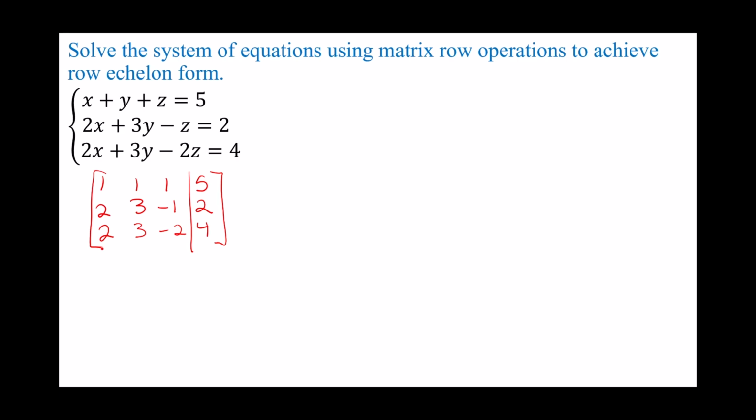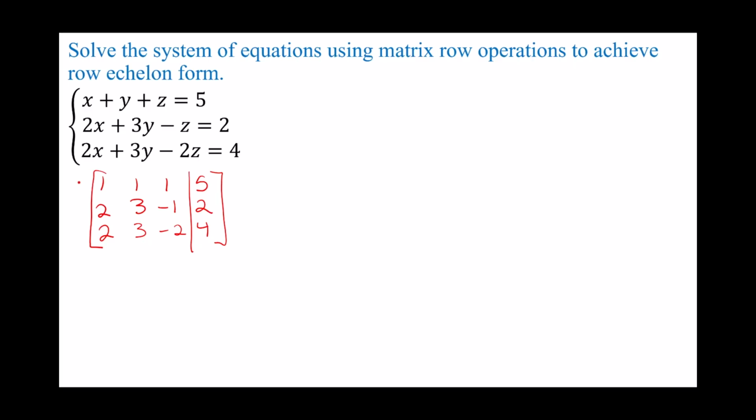Then I want the first row, first column to be a 1, which it already is. That's convenient. If not, I could divide that whole row. If that first row, first column was a 3, I could divide that whole row by 3, and that would work. Or multiply it by 1/3 is another way to say that. But it's already a 1, so I'm going to use that 1 to make the numbers underneath of it 0.